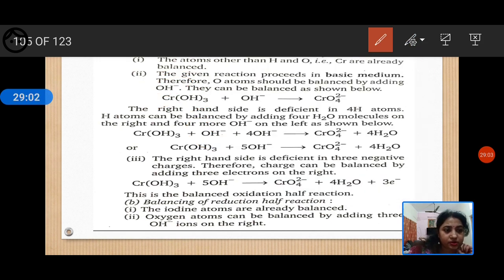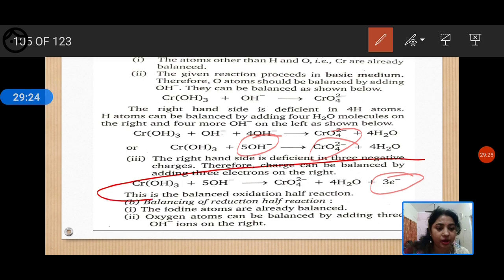Okay. So next step is to balance the charge. Here we can see that in the reactant side, 5 negative charge we are having. In the product side, 2 negative charge. Means if we will add 3 electrons more in the product side, the charge also will be equal. So this will be a final oxidation half reaction. Okay, this is the balanced oxidation half reaction.